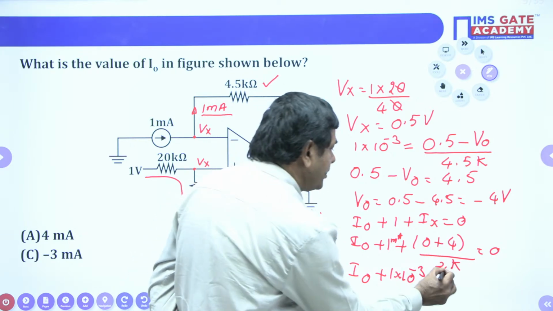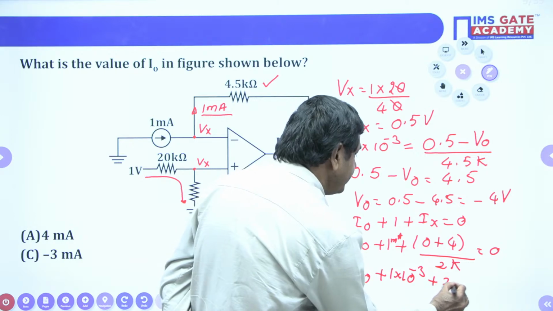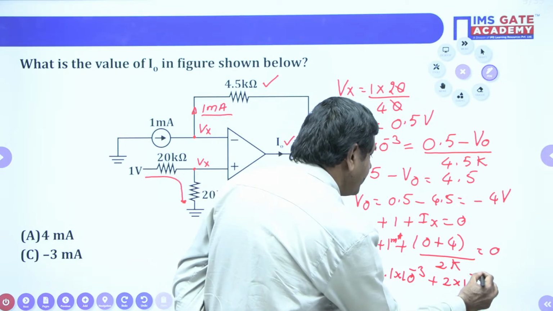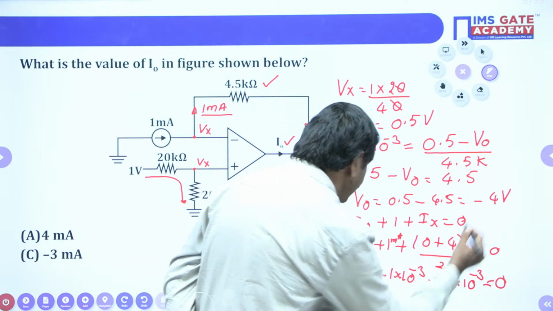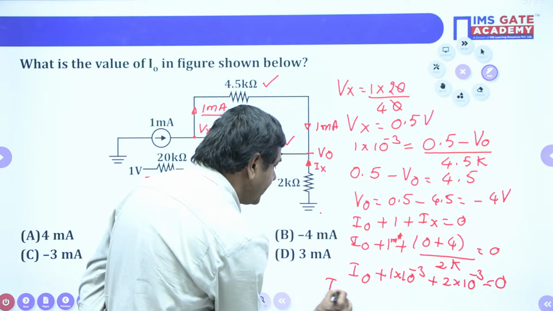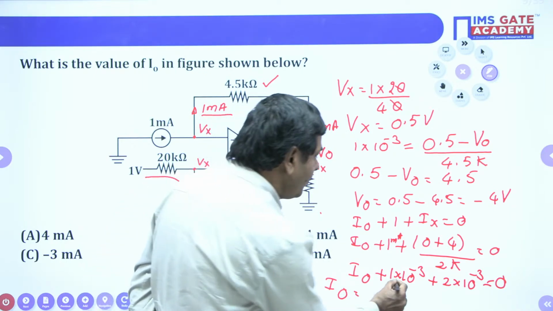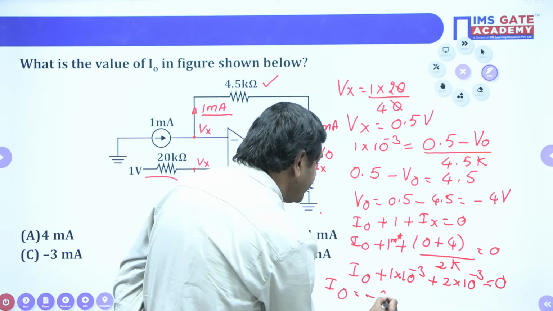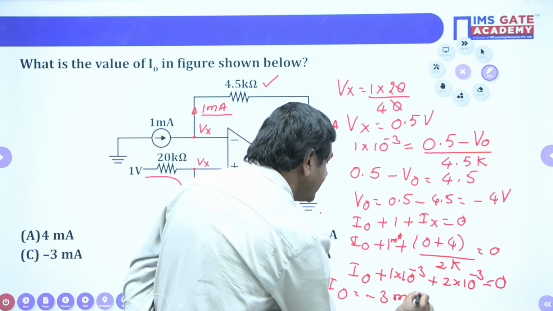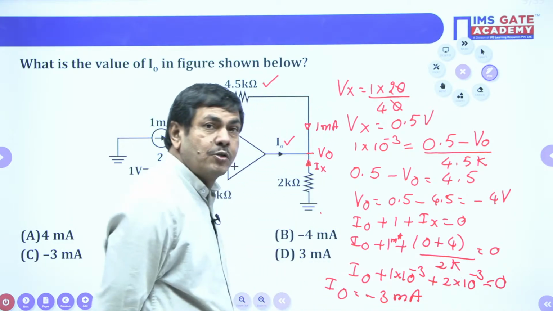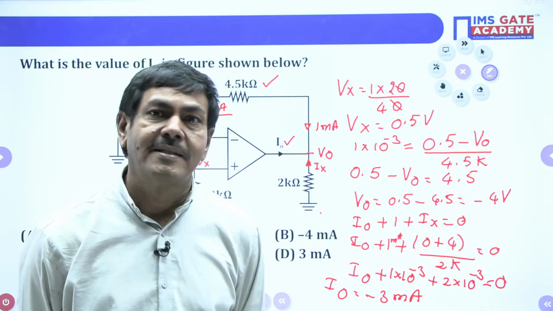This is 4 by 2, 2 milliamperes here. 2 into 10 power minus 3 equal to 0. And I can get I naught here now. I naught is nothing but how much? 1 plus 2, 3 minus 3 milliamperes here possible. In such a way, this problem is to be tackled. In such a way we can do.